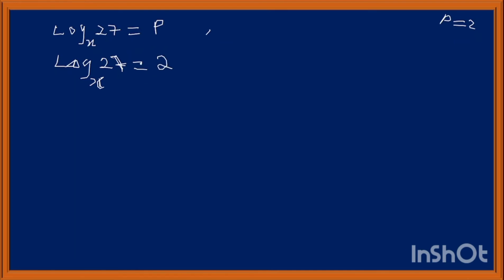So I'm going to convert this to its index form so that I can get the value of x. I've taught how to change from logarithm form to index form on a previous video. I recommend you go to that video before coming here. It will make it much easier for you. So 27 is equal to x, which is the base, and this 2 here is the power.